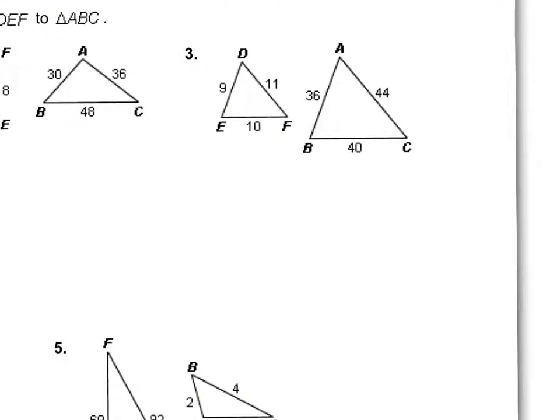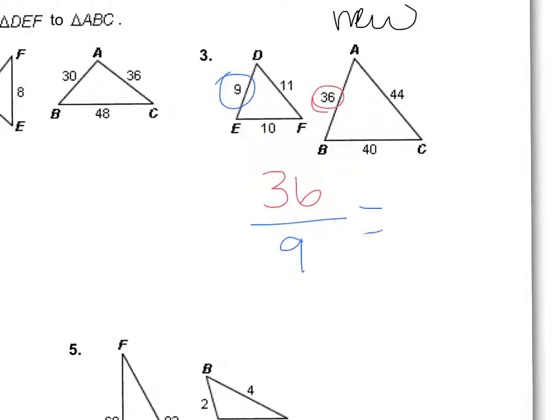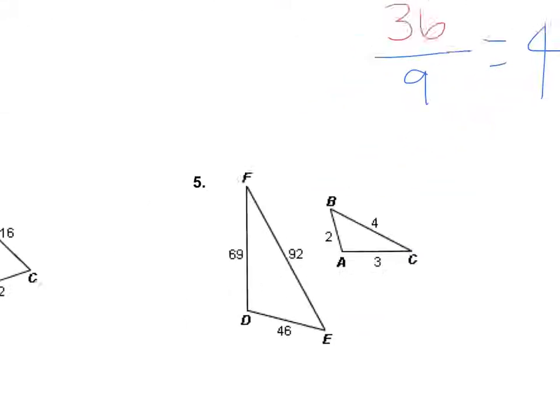Number 3. If I'm supposed to find the scale factor, I need to pick one of the new sides. So that's the one on the right. And I'm going to pick this time 36. And then if I do that, I have to pick 9 because that's in the same place. 36 divided by 9 is 4. So ABC is 4 times as big as DEF.